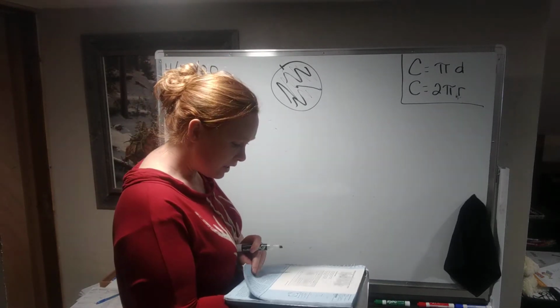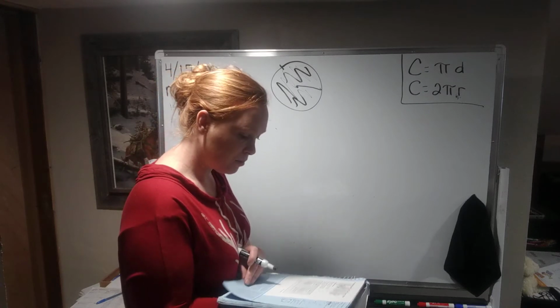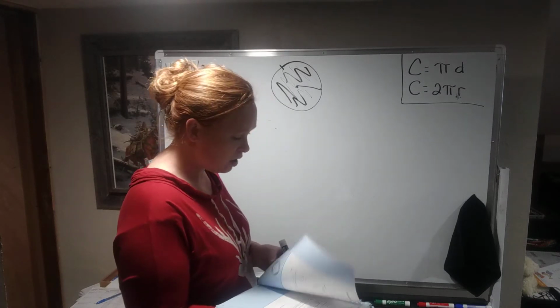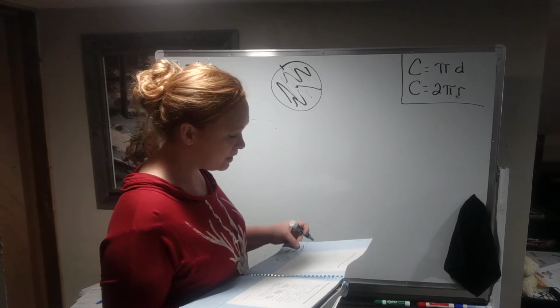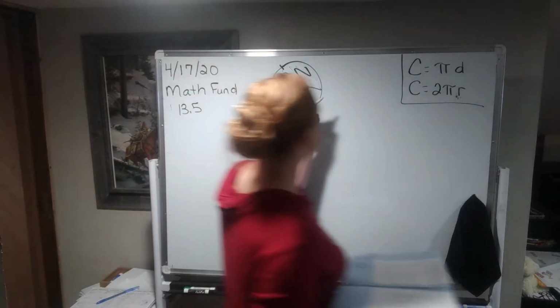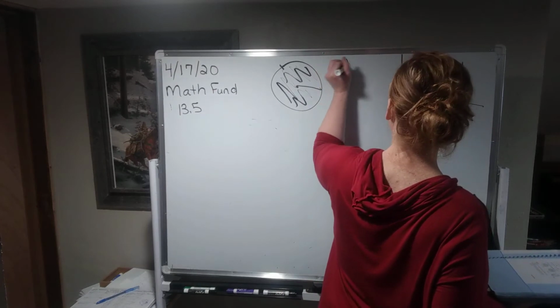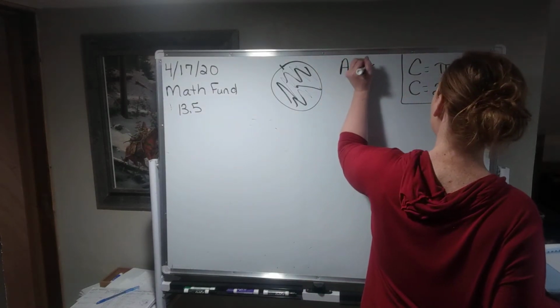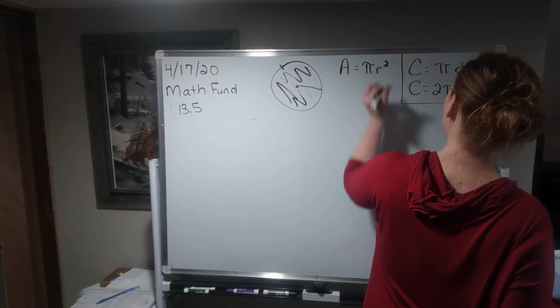So they're going to explain to you a little bit how they came up with the formula for the area of a circle. I'm not going to do that. I'm going to give you the formula for the area of a circle. And the area for a circle, so I'm going to do area equals pi r squared.